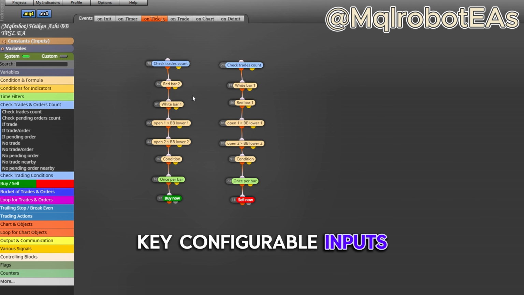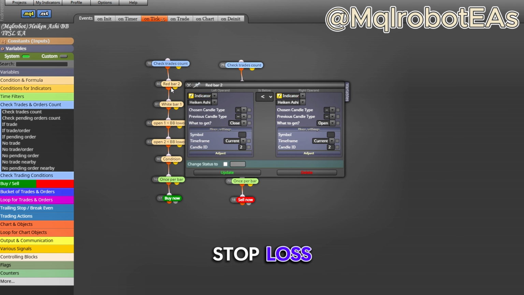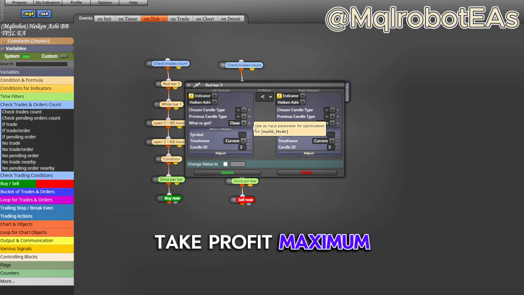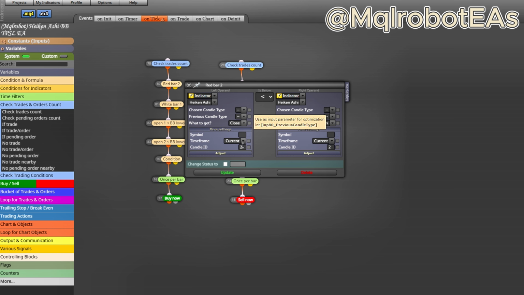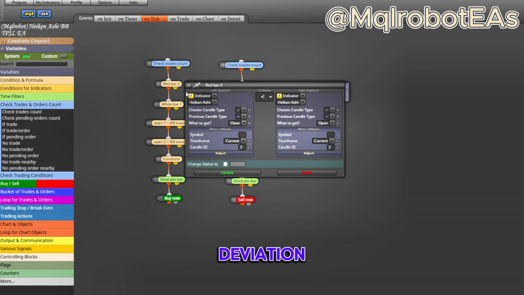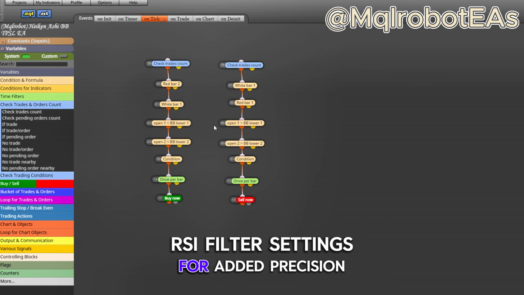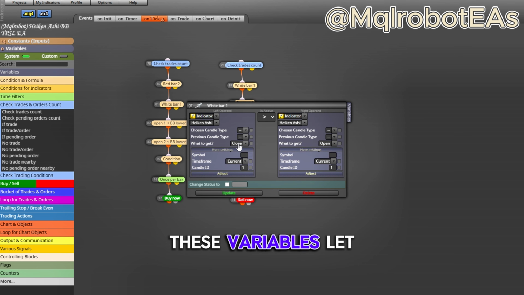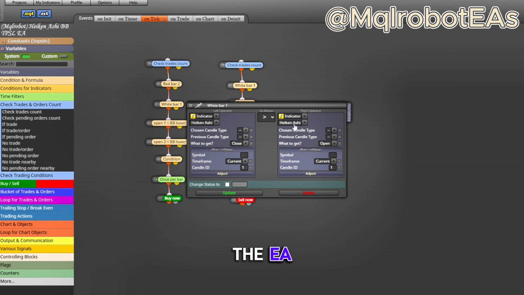Key configurable inputs: lot size, stop loss, take profit, maximum buy and sell orders. Bollinger Band settings: period, shift, and deviation. RSI filter settings for added precision. These variables let traders fine-tune the EA to suit different market conditions.